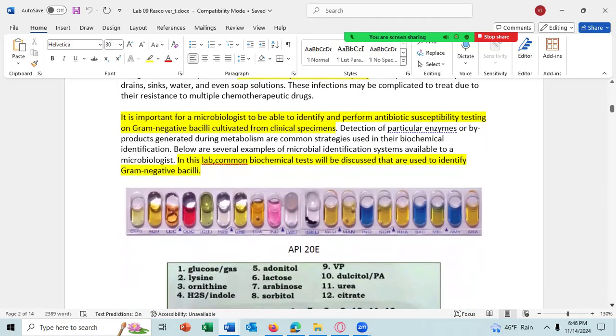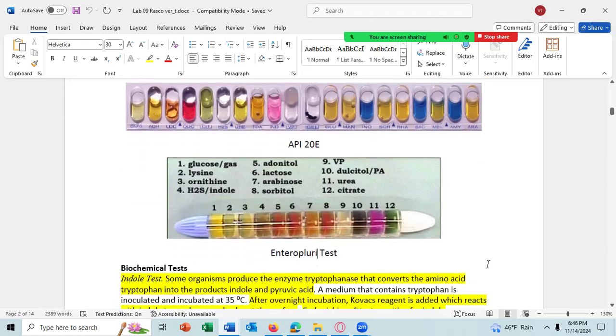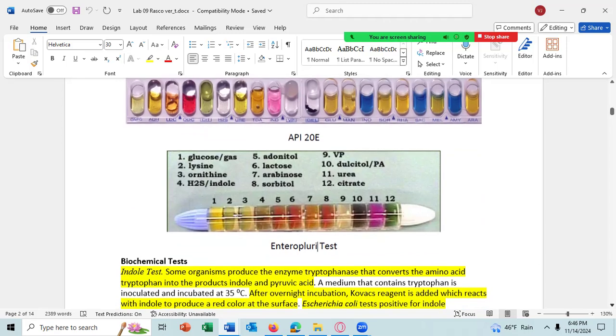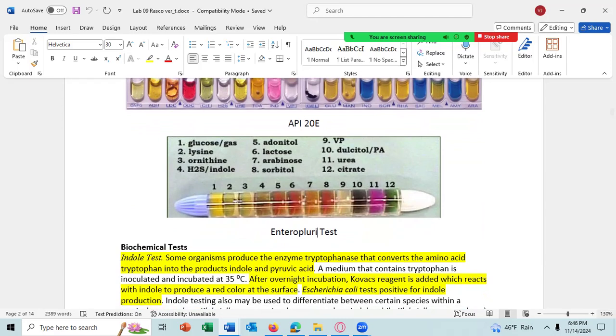It's important for microbiologists to be able to identify and perform antibiotic susceptibility tests on gram-negative bacilli once they're brought to the lab for cultivation. In the lab, common biochemical tests will be discussed that are used to identify gram-negative bacilli. And here's a panel running a whole bunch of different tests at once. That's actually running 12 tests at once. We won't talk about that, but we will talk about the indole test.